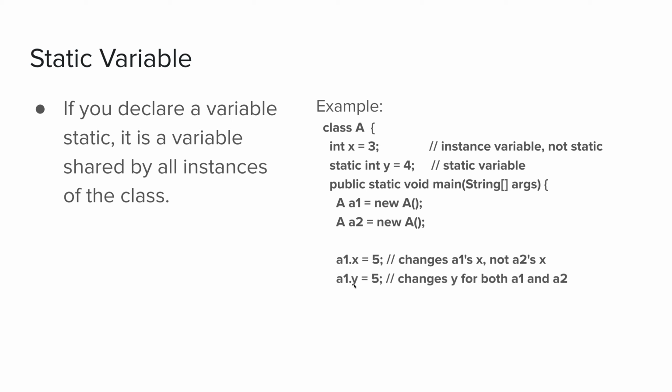However, if we change y of a1 to 5, that changes y both for a1 and a2 because y is not specific to a1 or a2, it belongs to the class. So it changes for every member of the class. We're going to see more examples, but let's talk about static methods as well.